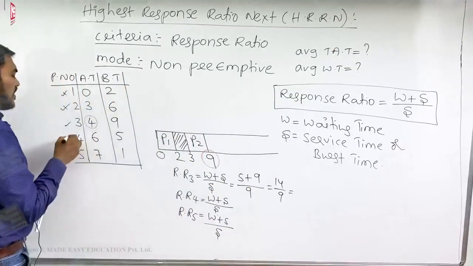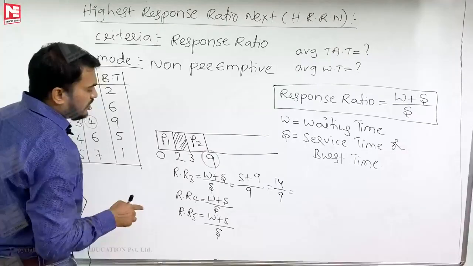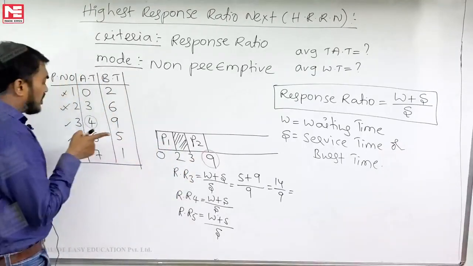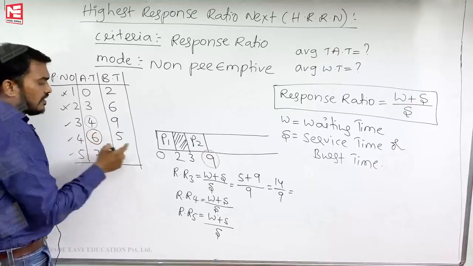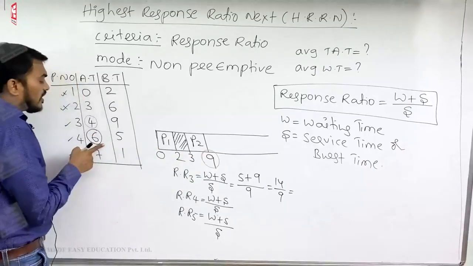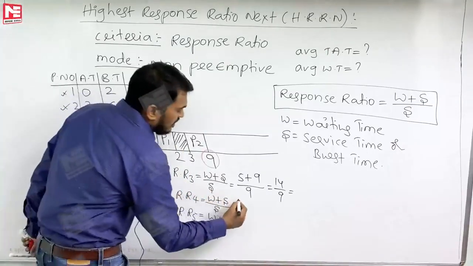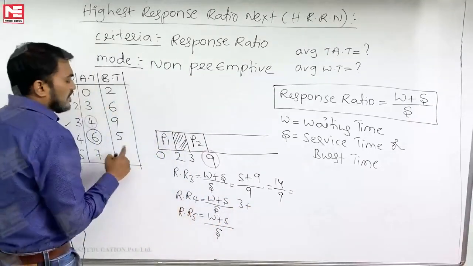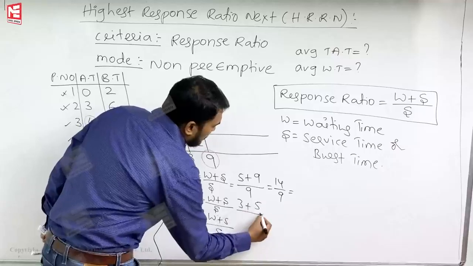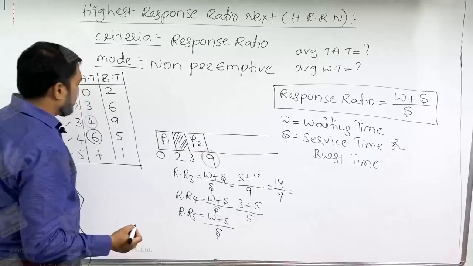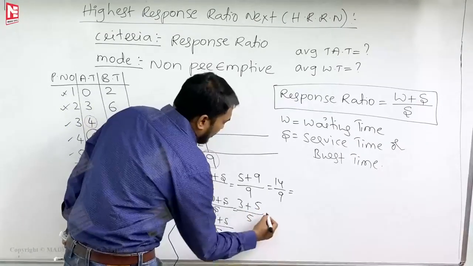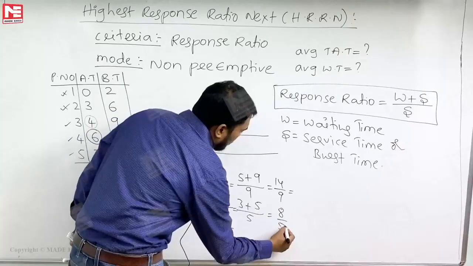Next, coming to P4, find the response ratio of P4. Present time is 9. At what time does P4 arrive? 6. So present time is 9 and P4 arrives at 6, so how much is the waiting time? 9 minus 6, that is 3. Plus the service time, which is 5. So that is (3 plus 5) divided by 5, which is 8 by 5.